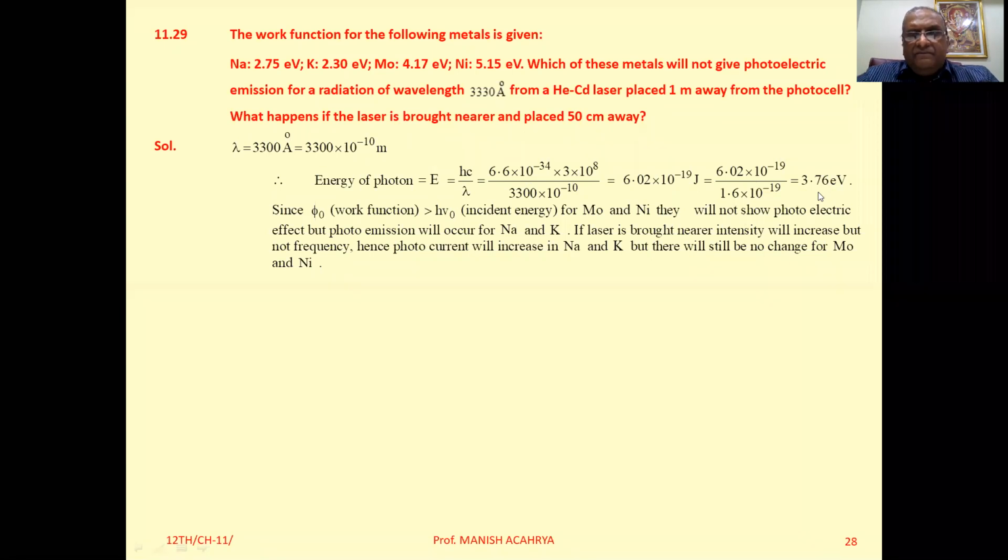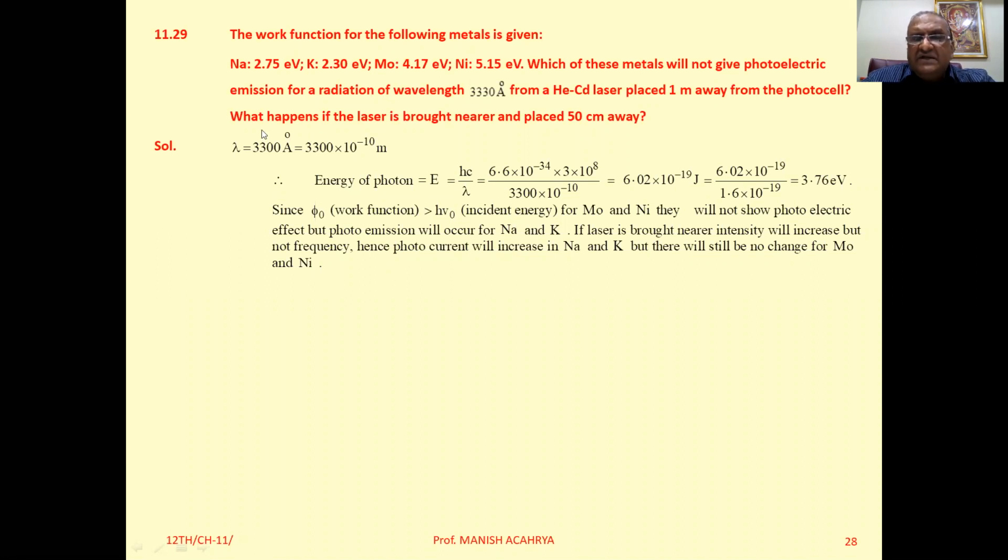Now to get the photoelectric effect, the energy of incident radiation should be greater than the work function of the metal. Now see here, 3.76 is greater than 2.75 and 2.30. It implies that the photocells made of sodium and potassium will give you photoelectric emission, right? The rest two photocells will not give you photoelectric emission.